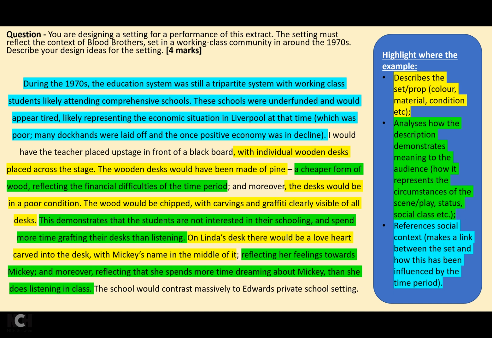And then it goes on to talk about the analysis, reflecting her feelings towards Mickey, and moreover reflecting the time that she spends daydreaming about Mickey as opposed to listening in class. And then it goes on to talk about how this would contrast massively to Edward's private school setting.